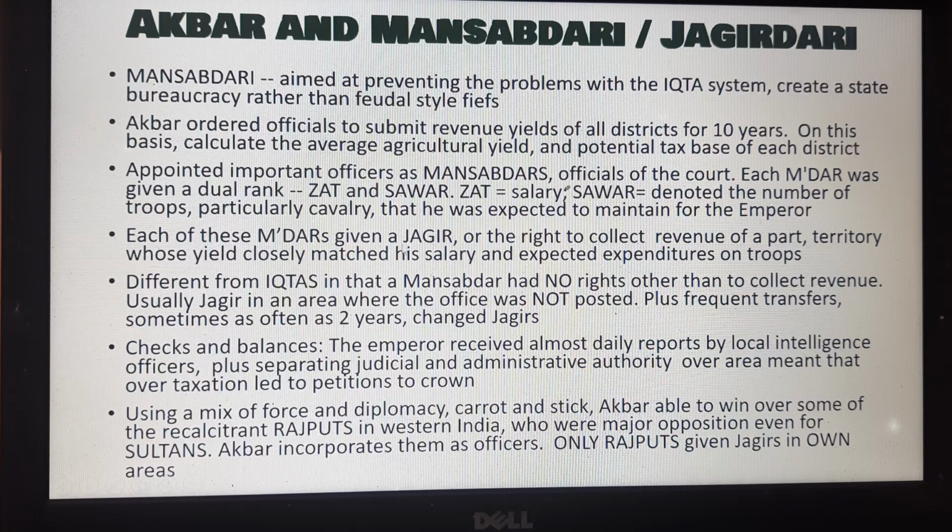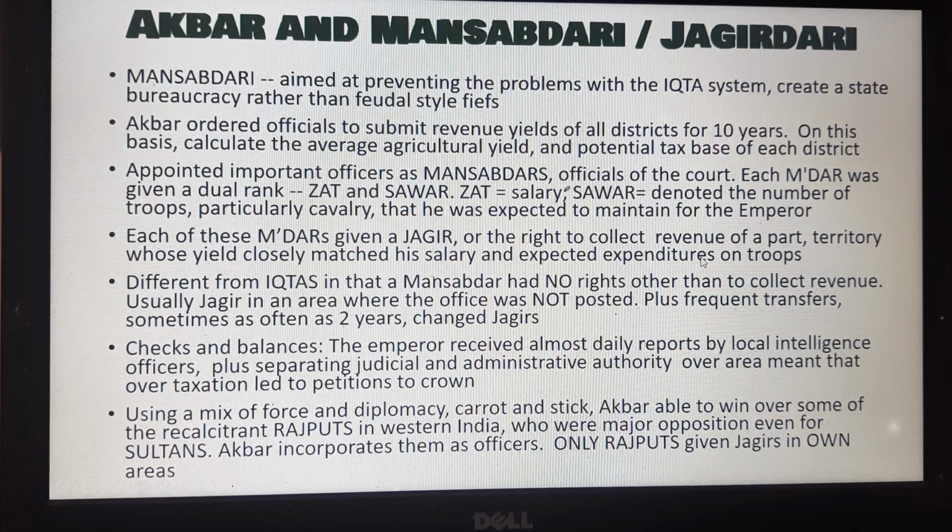Each of these Mansabdars was given a Jagir, the right to collect revenue of a part of territory whose yield closely matched his salary and expected expenditure on the road. So you can imagine that 10 to 12 districts might have been given to one particular Mansabdar as a Jagir, and he would collect his salary, or tax, in the form of that revenue. Different from Iktas, the Mansabdar had no rights over anything other than collecting revenue. So the Mansabdars did not have rights over the land; they only collected the revenue, and the land belonged to the original person.